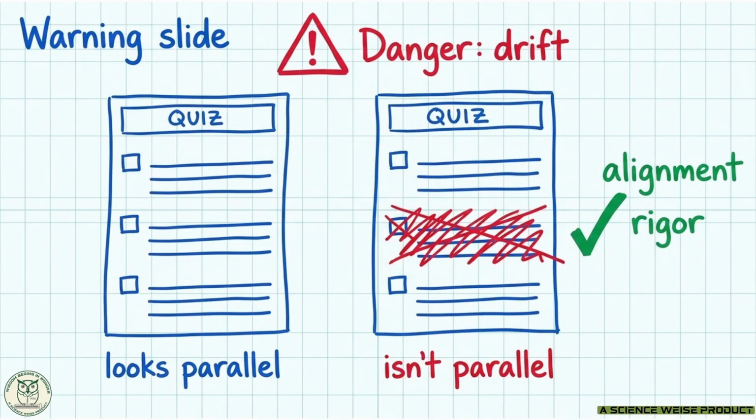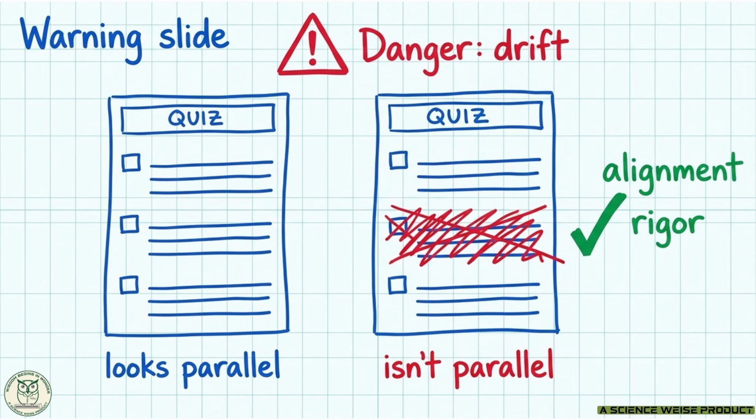Now, a quick warning section, because this is where good workflow can quietly become bad workflow. The danger is not speed, it's drift. AI is very good at making things look parallel that are not actually parallel. It might generate a version B that is accidentally much easier. It might give you weak distractors. It might turn a support sheet into something so watered down that the thinking is gone.